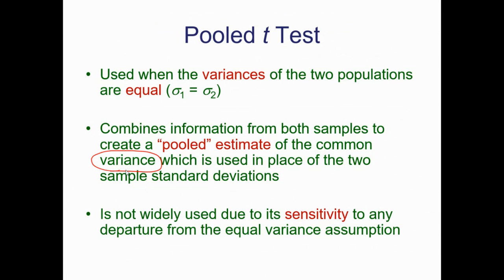The only problem with this is it's not widely used. It's used sometimes, but it's not widely used because it's really sensitive to any departure from the equal variance assumption. So for dual credit on your 8.2 assignment, it will actually say assume variances are equal. Assume variances are not equal. If it says they're equal, then we use a pooled t-test. If they're not equal, we can't. We use the one we've been doing the whole section.